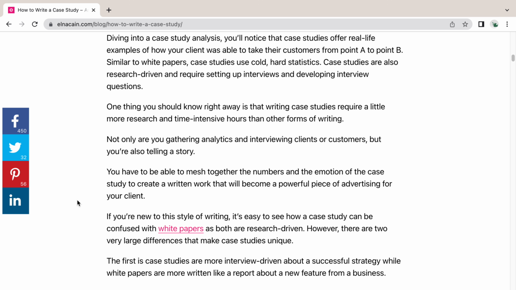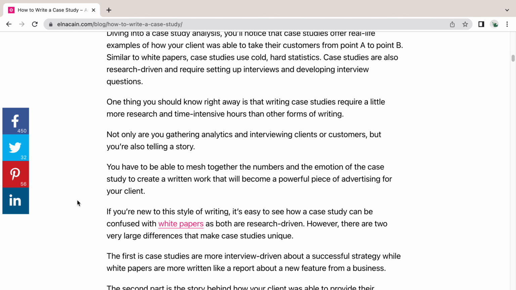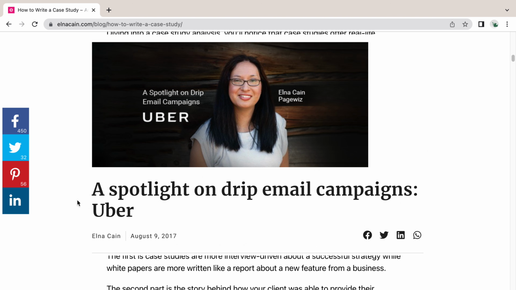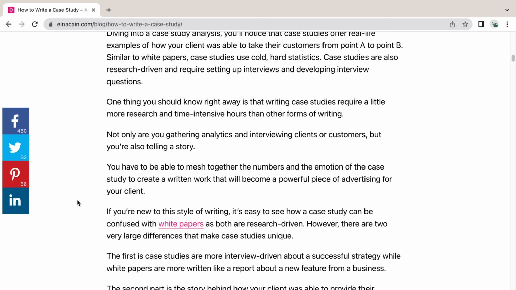And here, one thing you should know right away is that writing case studies requires a little more research and time-intensive hours than other forms of writing. This is a bigger type of gig. I did write some case study writing for a client, but I did sort of mini case study writing. So dissecting an email of theirs and just talking about how they did great with the conversions for that email, rather than talking about the whole entire business and their strategy and their main product kind of thing.